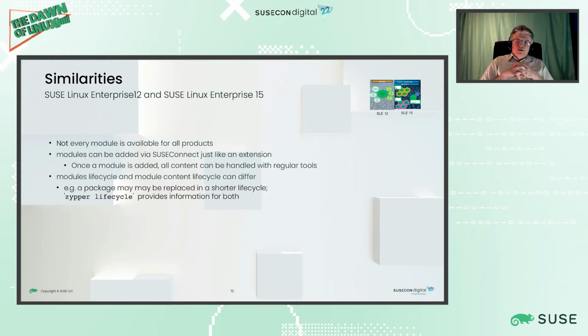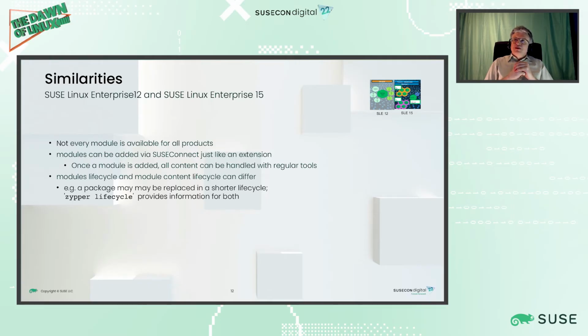Similar between code 12 and code 15 is that not all of the modules, as I mentioned, are available for all products. They can in both code streams be added with the SUSE Connect, just like an extension. And once a module is added, you have all the tools that are inside available. You can use the regular tools that you are familiar with. It's a repository, as said. No magic, no additional stuff needed. Use RPM, use Zypper, use YaST, whatever you want. As long as it can handle RPM, you're fine.